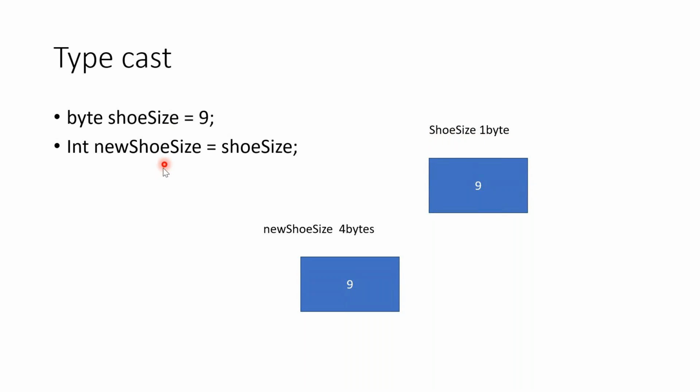Similarly, I have one more variable called new shoe size. In that case, a new memory address is there and a new number is there. If I want to pull that new number, I have to use the new variable instead of calling the memory address.